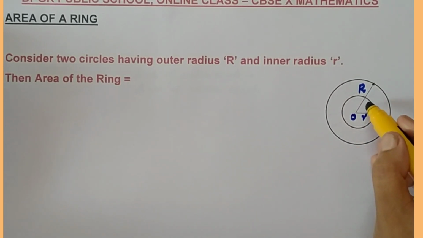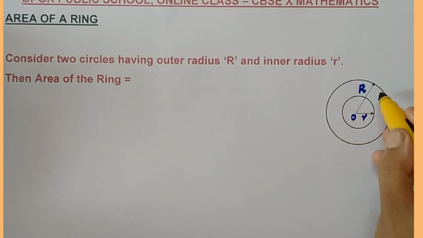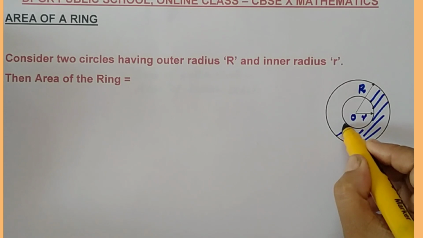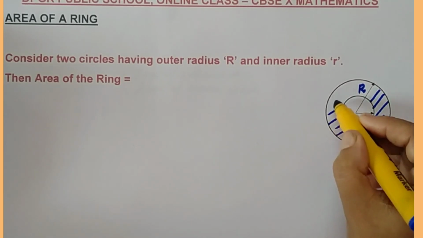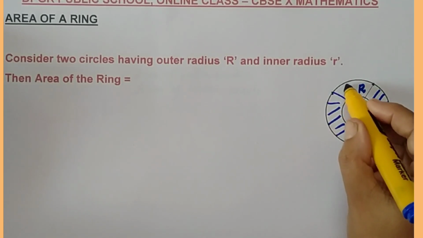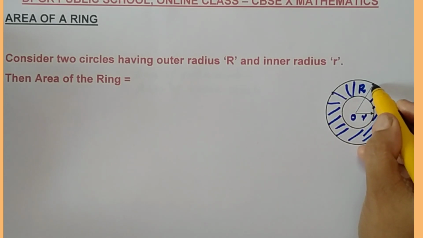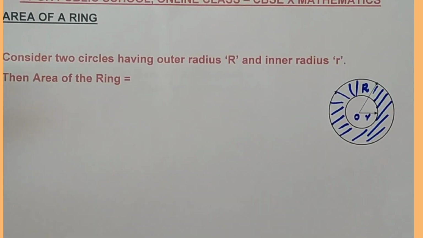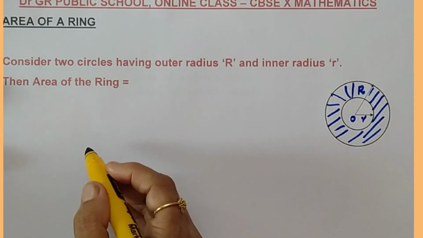But what will happen when two concentric circles come? A ring will be formed in between. Am I right? Yes. Look at the shaded area. This is actually the area of a ring. Now, our problem is how to find the area of a ring like this. Okay, we can check how to find the area of a ring.